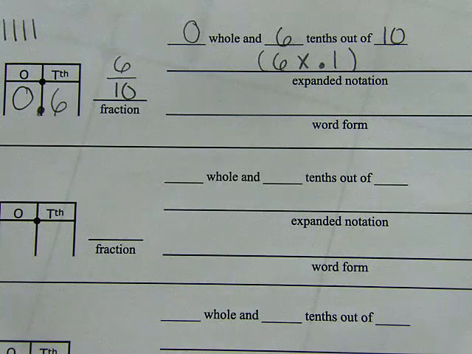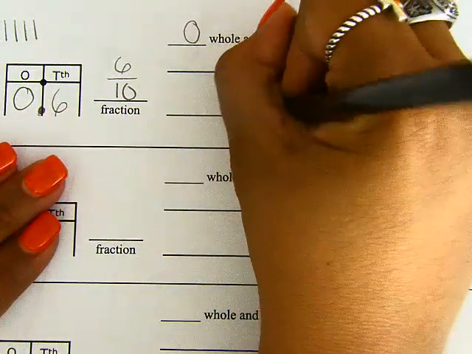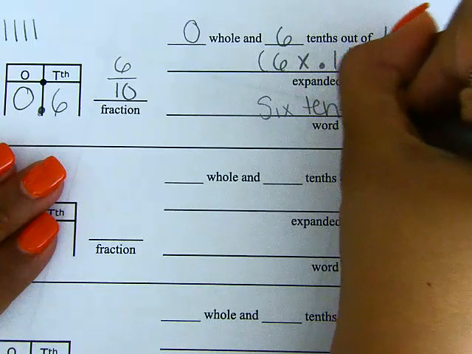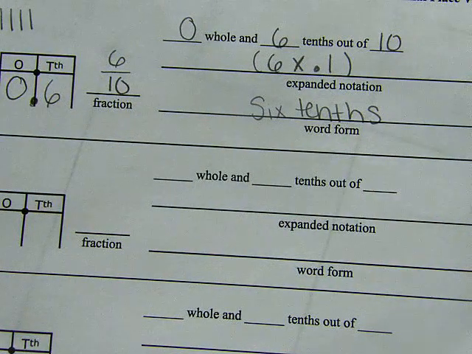Now let's write that in word form. So now here in word form, we are going to write 6 tenths. That is how I would write it in word form.